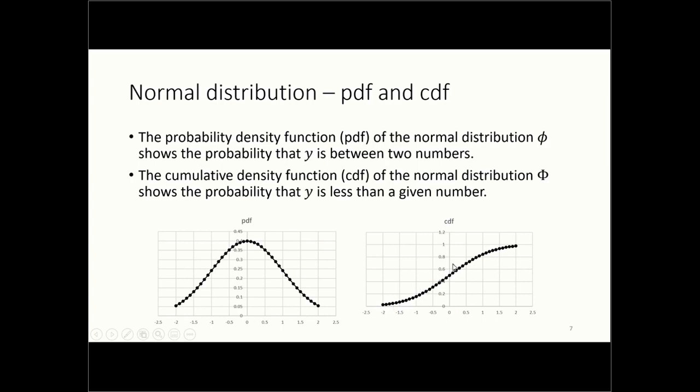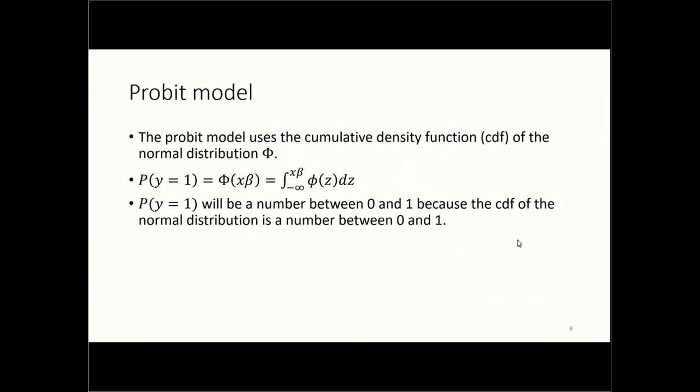So this CDF is a very good candidate for one of these g functions, because if you take any number, it would transform it to a value that is between 0 and 1. So that's a good candidate for the g function that we talked about. This is what the Probit model does. The Probit model uses the cumulative density function, the CDF of the normal distribution phi. So when we had the probability of y equals 1 equal to a function g of x beta, that function g now would be the CDF of the normal distribution.